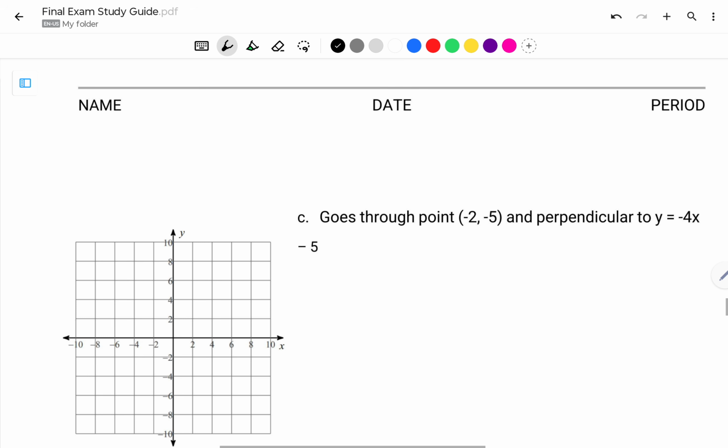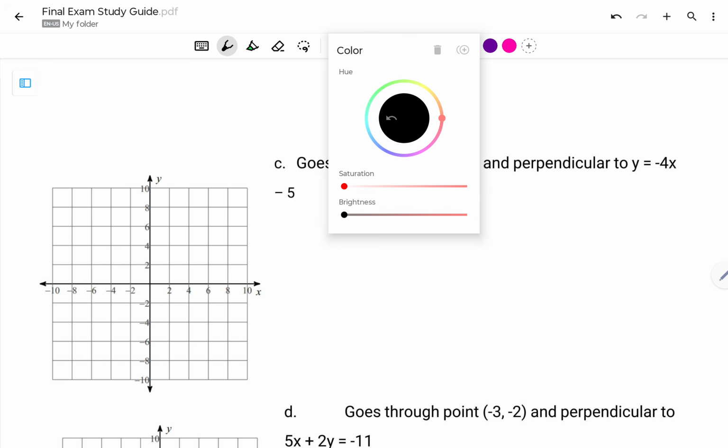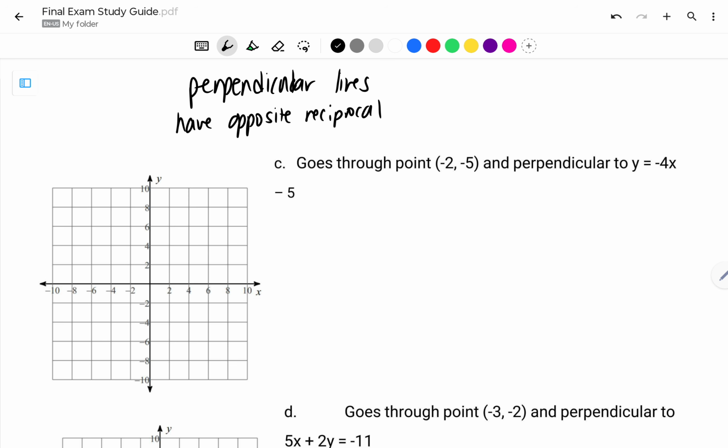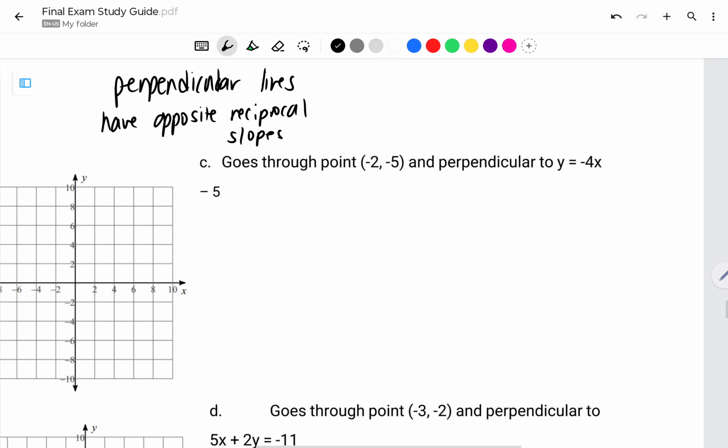Okay, let's try this one. Perpendicular. We have to remember that perpendicular lines have opposite reciprocal slopes. Sorry, this one's kind of cut out for me. So it's -4x minus 5. I'm just gonna cross that out.